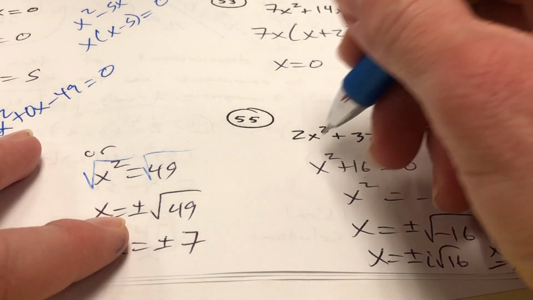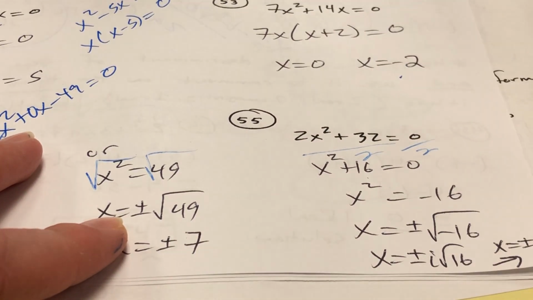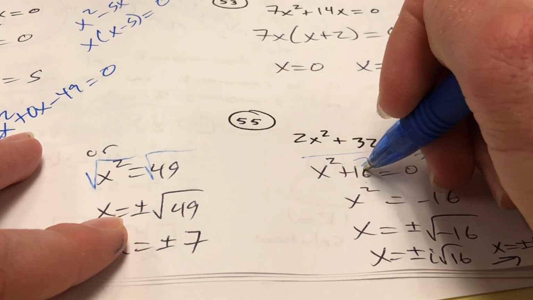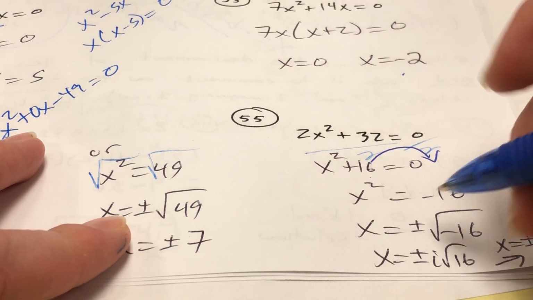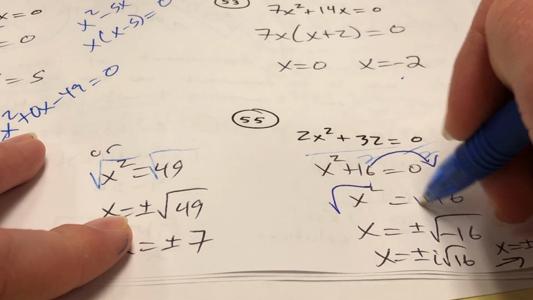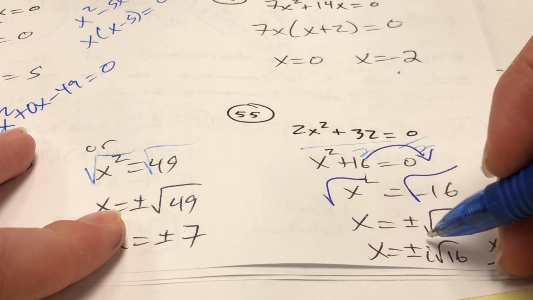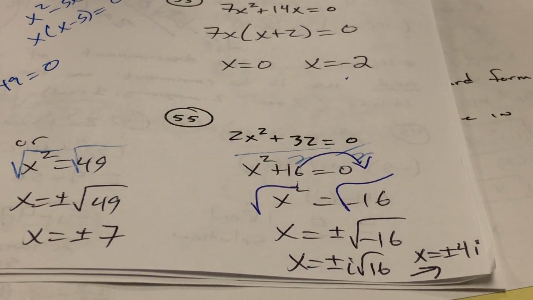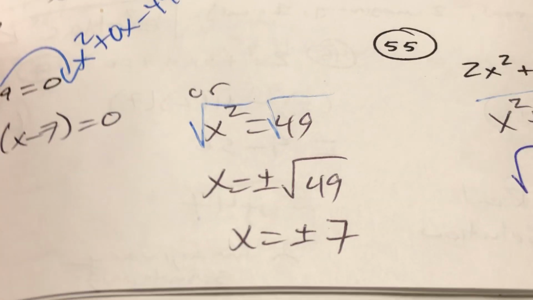55, I divided everything by 2 first. And then I move the 16 over. If I take the square root of a negative 16, it's going to be plus or minus i root 16. The square root of 16 is 4. 4i, plus or minus 4i. And this brings us to, finally, the last page.